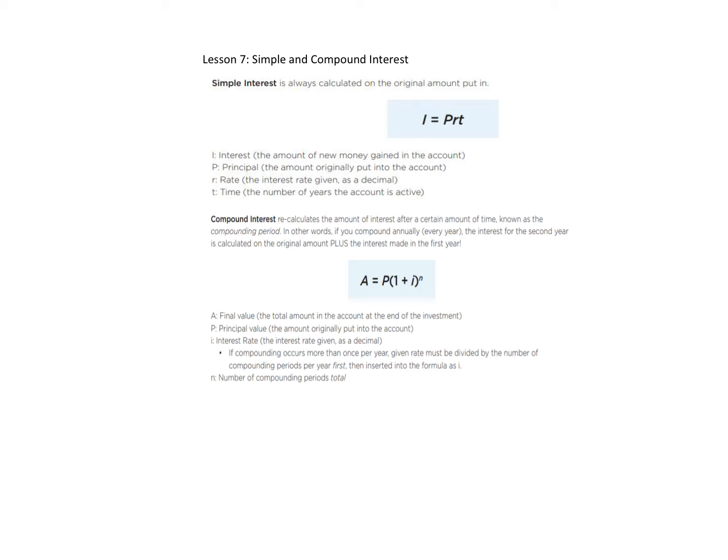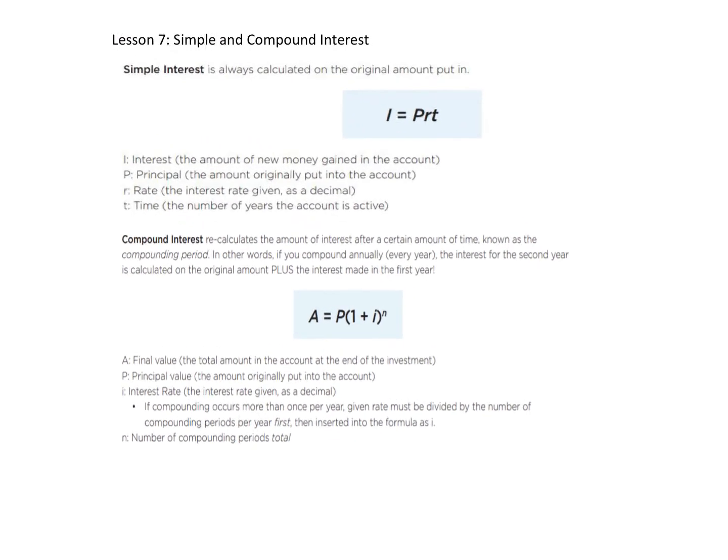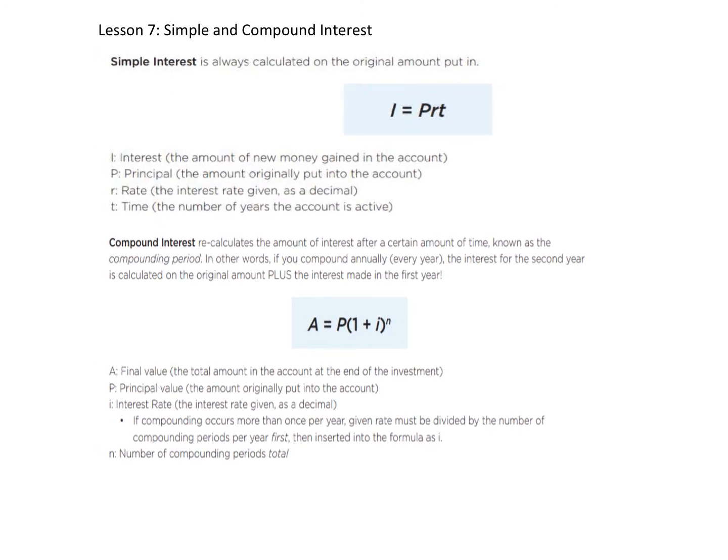In this lesson, we will be looking at simple interest and compound interest, mainly compound interest, but we'll just have a little bit of a look at the difference between the two. So simple interest is always calculated on the original amount. So it is calculated and then you get the same amount every single time. So the formula is I equals PRT, where P is the principal or the original amount, R is the interest rate, which is given as a decimal, and T is always the time in years.